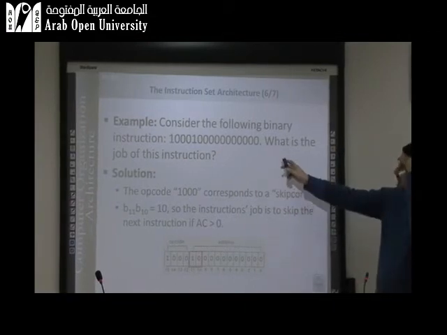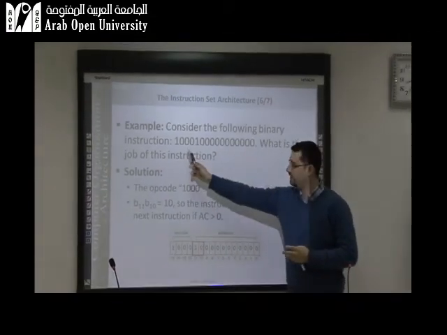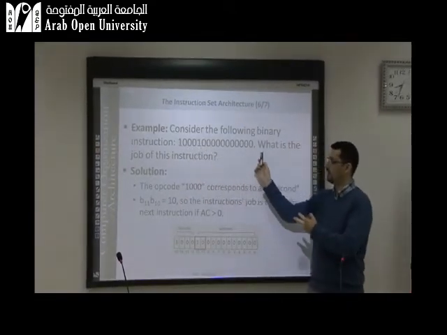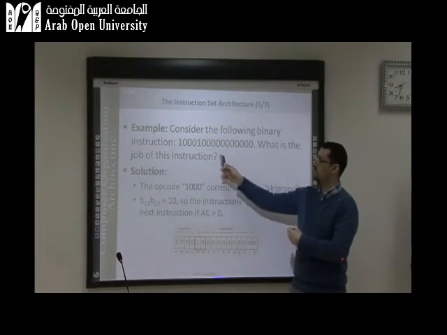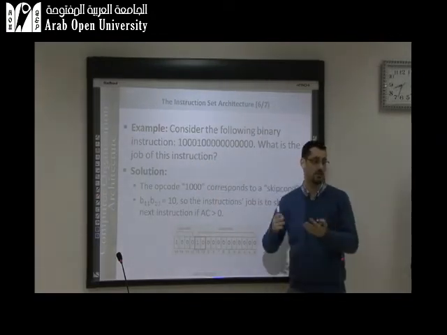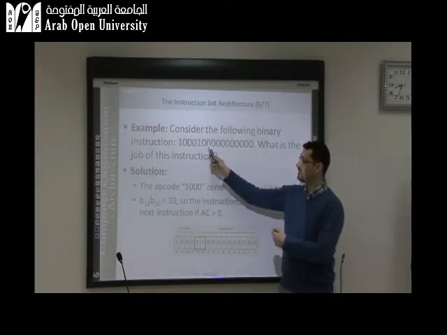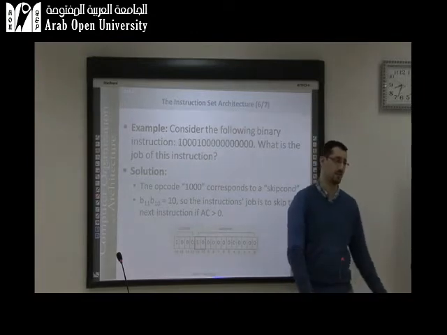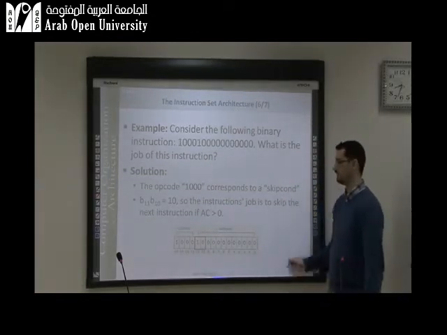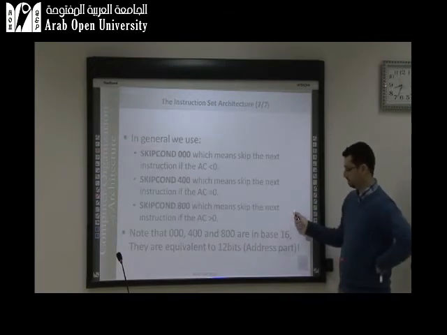So consider the following binary instruction. Same question, but we have a different instruction. Starting with 1000 and then an address part. Going back to the table, you will find that 1000 is a skip count. And since the address part starts with 10, we are testing if the accumulator is positive. Okay? I explained that.